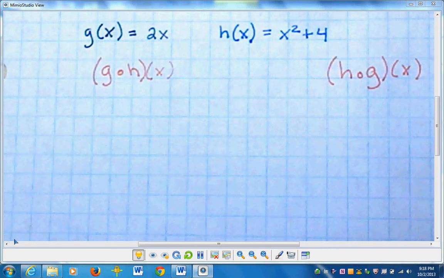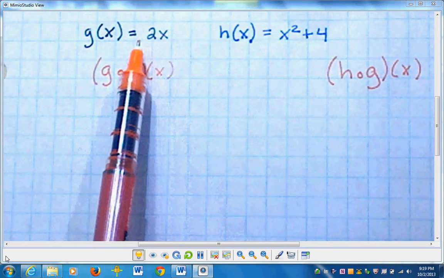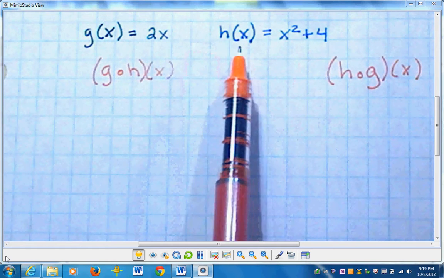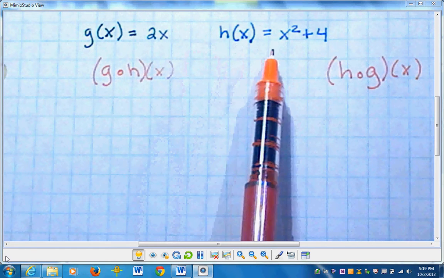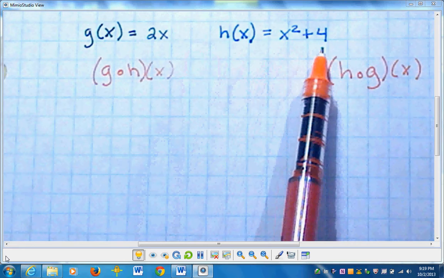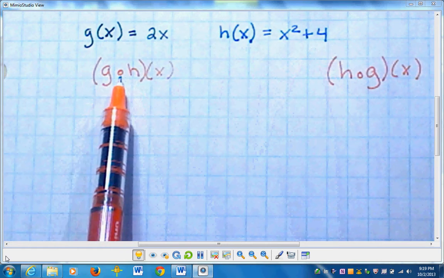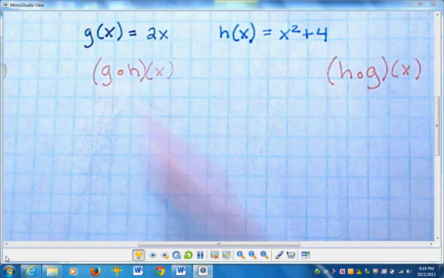In this video, we're going to look at how to do composition of functions. Composition of functions is when you use one function inside of another. So you can see here we have the function g of x. G of x equals 2x, and we have the function h of x, which equals x squared plus 4. So if you look at this notation, this is g of h of x.